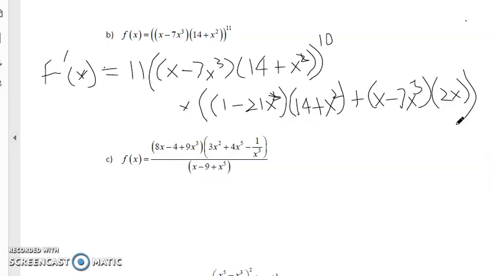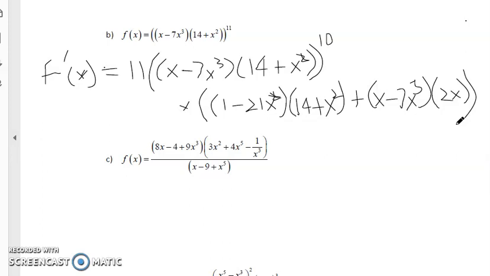The next one, C. Now, if you look at that one carefully, what you've got is a numerator and a denominator. They both contain x's. They're both functions of x. So you're definitely going to have to use your quotient rule. But the numerator is actually two functions itself. So that would involve the product rule.